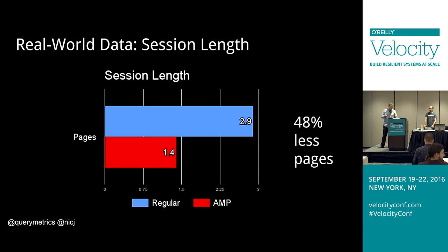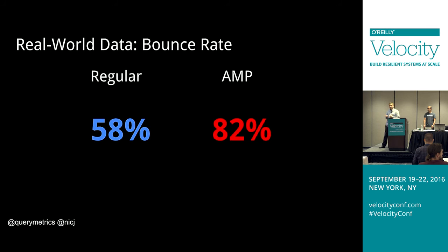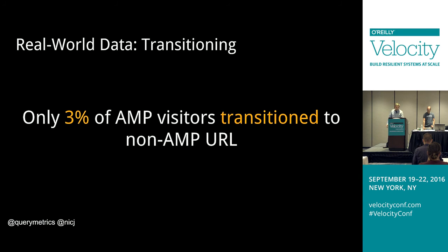And in fact, if you look at the actual bounce rate, so how often visitors will only go to one page and then leave, the regular page only had a bounce rate of about 58%. AMP was much higher than that. So most people looking at these AMP articles are only looking at one article. We also found that only 3% of visitors transitioned from looking at an AMP page to the regular page. So visitors that are viewing AMP content are rarely actually going to the real site. This is by IP address, over 30 days.